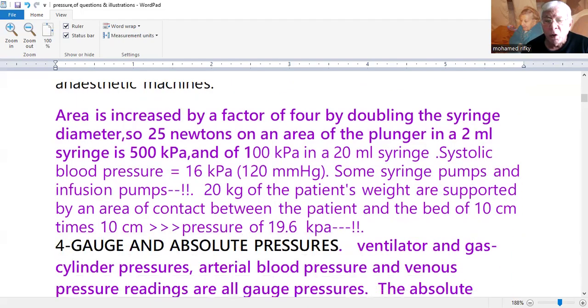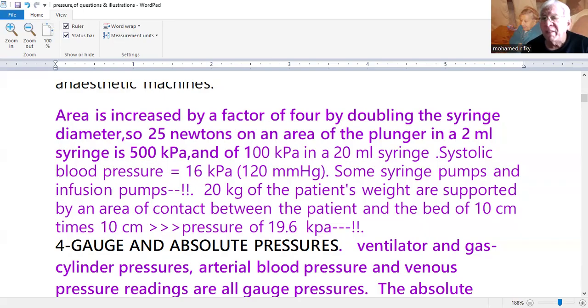And as we know, if I ask you what is the normal blood pressure, the mean blood pressure, you will tell me 16 kilopascals. So these 2 figures are beyond this 16, and it can induce subcutaneous injection. I must consider it whenever I use infusion pumps or syringe pumps.